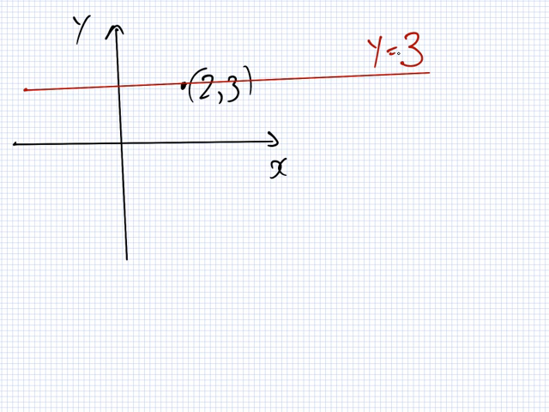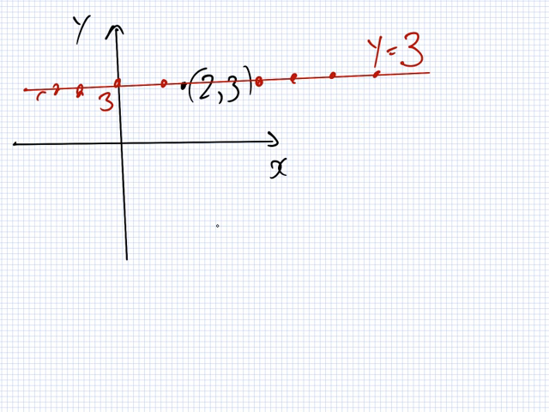Now the reason for that is if you look at this line, everywhere on this line, y is 3. The height, can you see that? It's always 3. So this line is special because y is always 3.